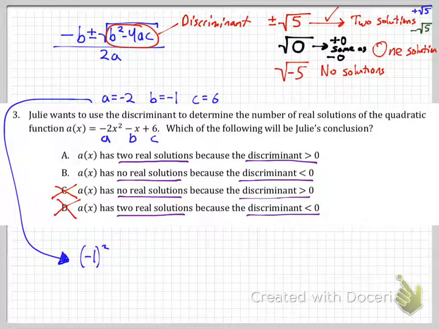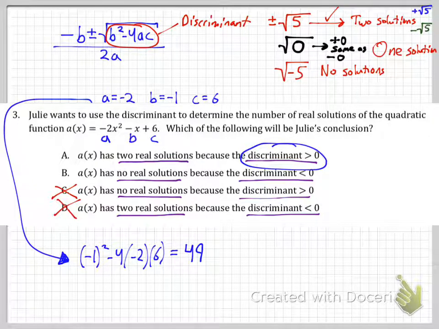Now, I'm going to use these and plug them into b squared minus 4ac. When I do that, I can type that in the calculator and I get 49. That's a positive number, so that means A is the correct answer because the discriminant is greater than 0, and there are two real solutions.